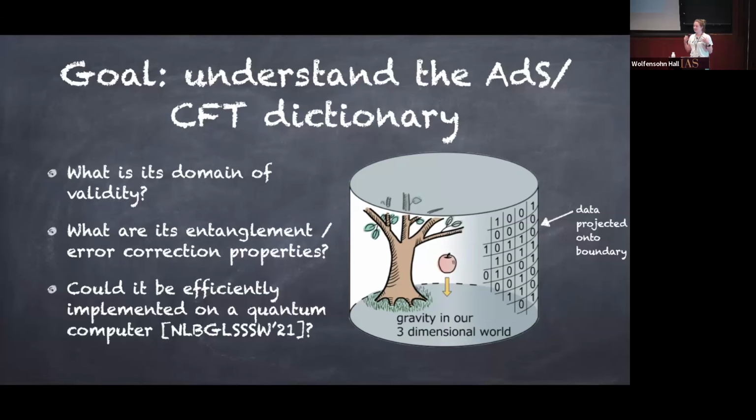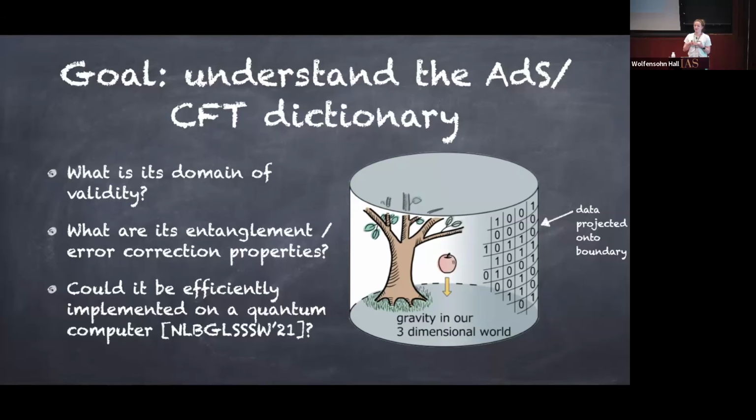But that detailed understanding of the dictionary is only currently known for pretty simple bulk geometries. The idea of this talk is to see if we can use tools from complexity theory to probe some properties of the dictionary. We're not hoping to come up with a full mathematical description of the dictionary. That's a very optimistic goal that's beyond the scope of this talk. We're just going to try and use complexity theory to probe particular properties of the dictionary.